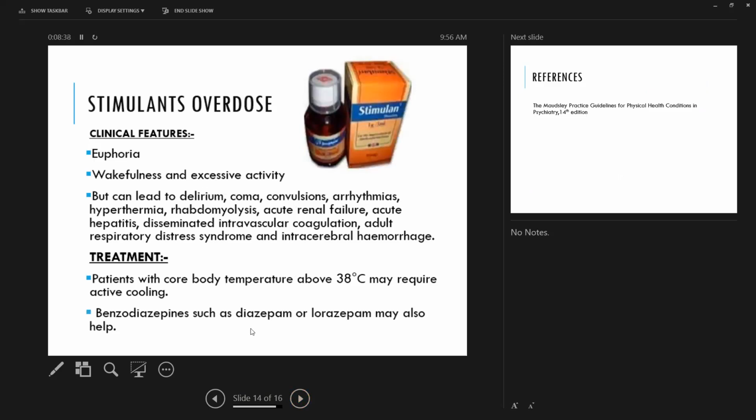Stimulant overdose features are euphoria, wakefulness, and excessive activity, but can lead to delirium, coma, convulsions, arrhythmias.